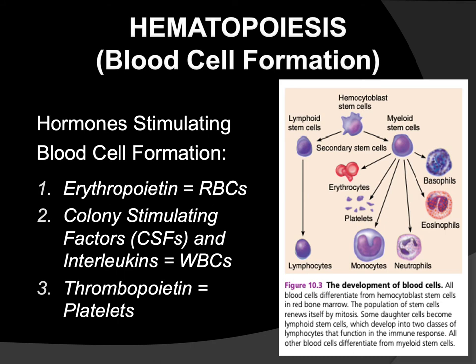Some hormones help in the production of our blood cells. Erythropoietin is the hormone which helps production of RBCs. CSFs and interleukins are hormones which stimulate production of WBCs. And lastly, thrombopoietin is a hormone which stimulates production of platelets.